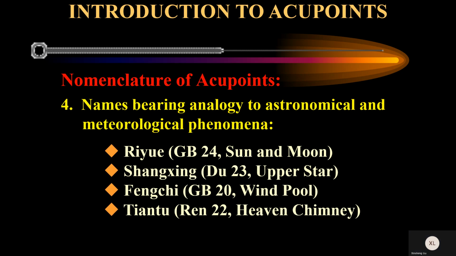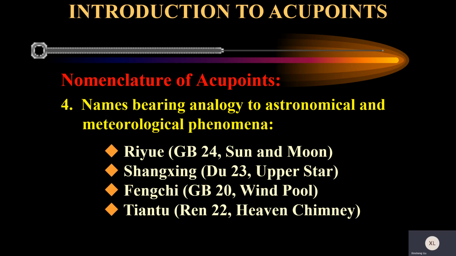Number 4 is names bearing analogy to astronomical and meteorological phenomena. A lot of you talk about the universe, talk about the cosmos, right? Astronomical. Asian people still observe what happened in the phenomenon in the sky. So is the 日月. The metaphor 日月, the sky has sun and moon.